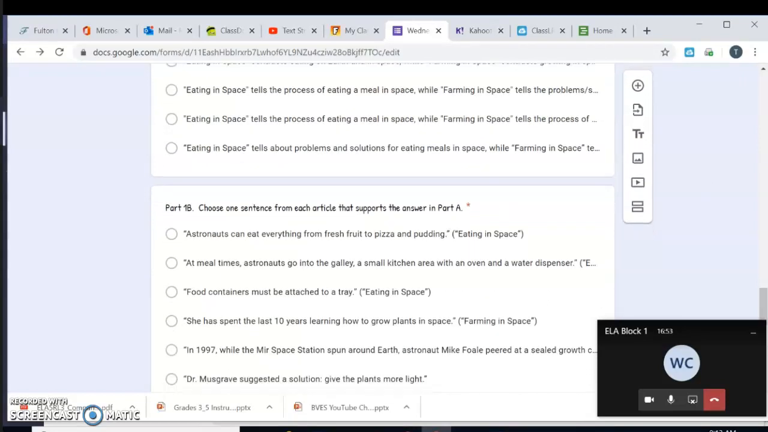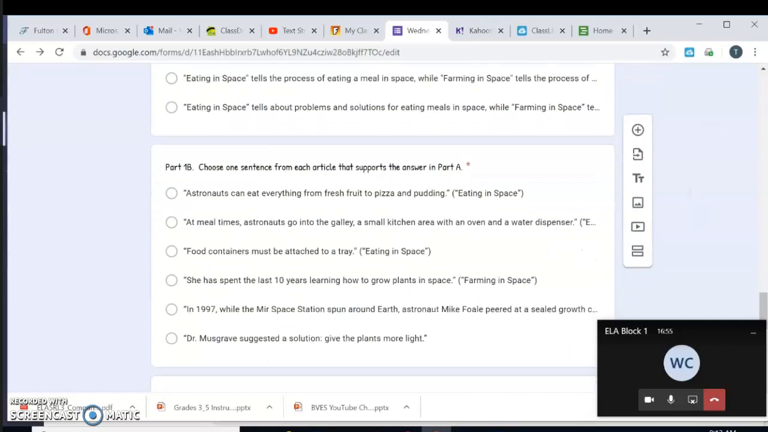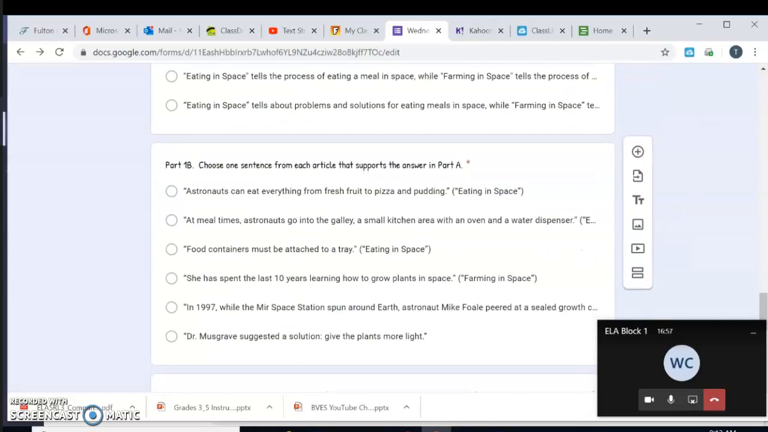and solution. Okay? Which one of these sentences basically supports that statement? So you had all of these answer choices. Which one would fit? Let's see. Astronauts can eat everything from fresh fruit to pizza and pudding. Does that kind of talk about a sequence here? I hope y'all said no. That's just telling you the stuff you can eat. So I would eliminate that one.